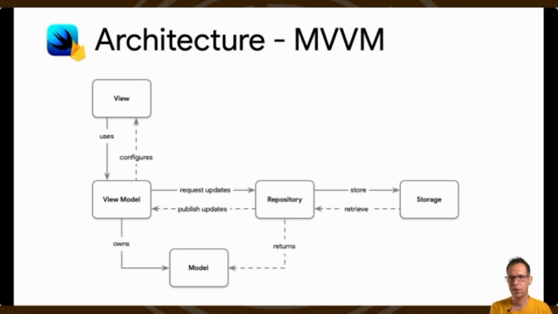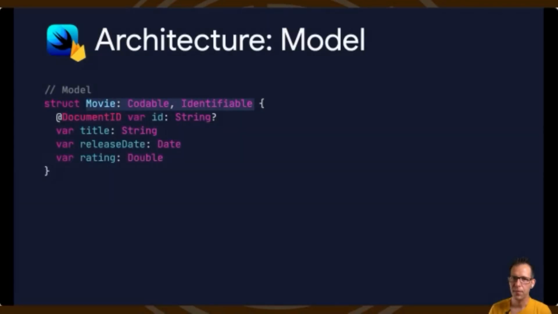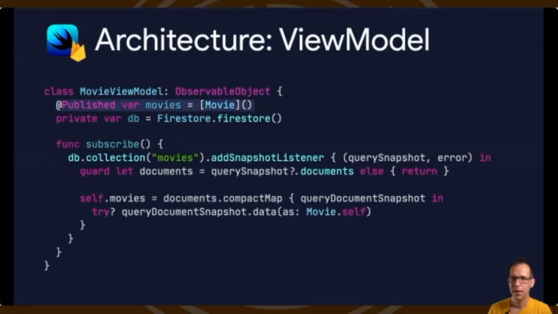So I've already shown you how to build a view. We also had a look at the storage, which is Firestore. And I also showed you the model. Now let's take a look at how to implement a view model. So here, again, is the model. And here we've got the view model, and it's got two interesting aspects.